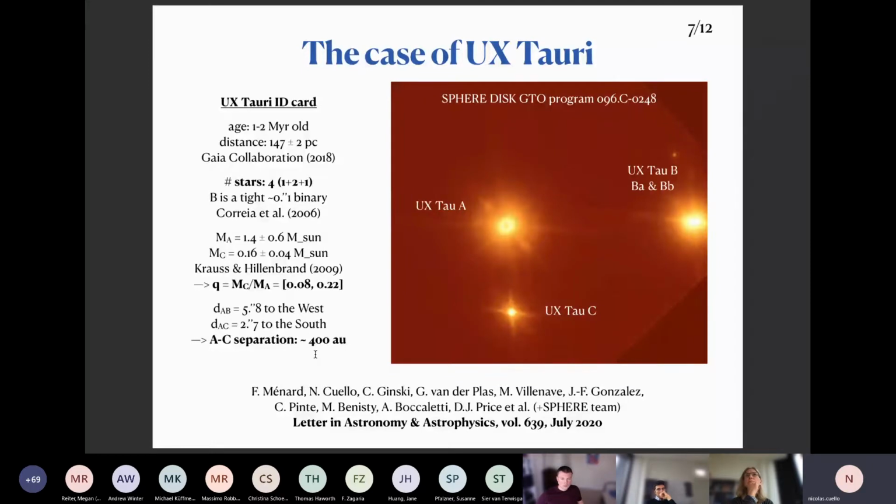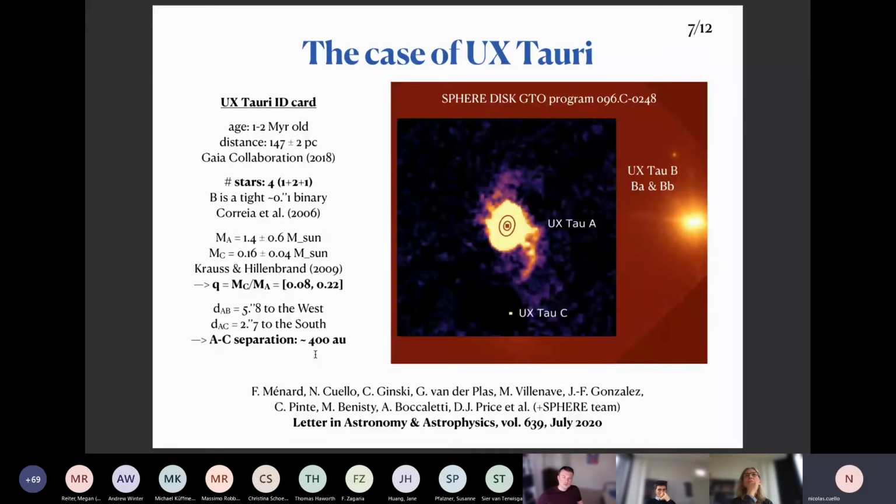And what we can see is that if we combine J and H bands and we push the contrast to the very limit, we can see 2 very prominent spiral arms around the primary. And here you have the continuum emission seen with ALMA. And here is the perturber. Okay, so we need to understand what's going on here.